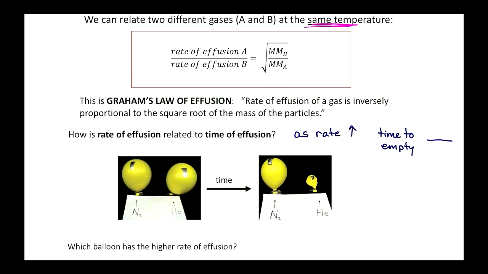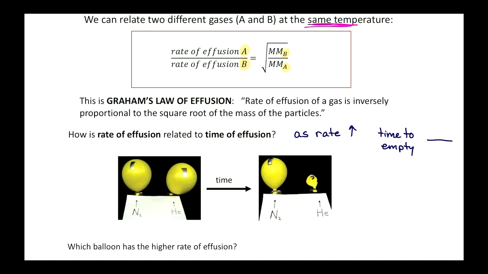So we see that the effusion rate of compound A over B, so that ratio of the effusion rates, equals the square root of the molar masses B over A. So do note how it changes, and the reason is because as molar mass increases, we see effusion rate decrease because particles are moving slower, right? So yeah, rate of effusion is inversely proportional to the square root of the mass of particles.